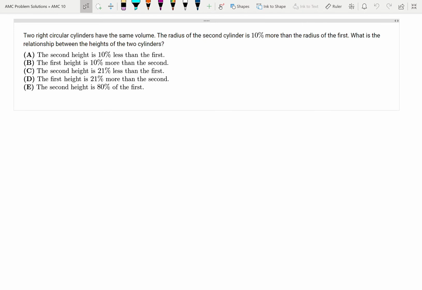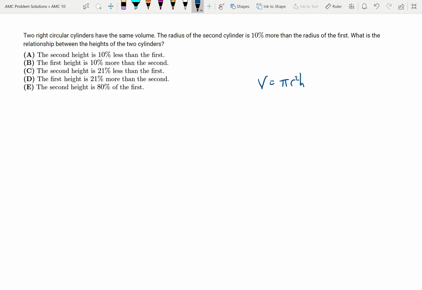Okay, so first I just want to make it clear that the volume of a right circular cylinder is pi r squared times h. And so how I'm going to label the cylinders is the radius and height. For the first cylinder, I'll define radius as r1 and height as h1. And for the second, it'll be r2 and h2.